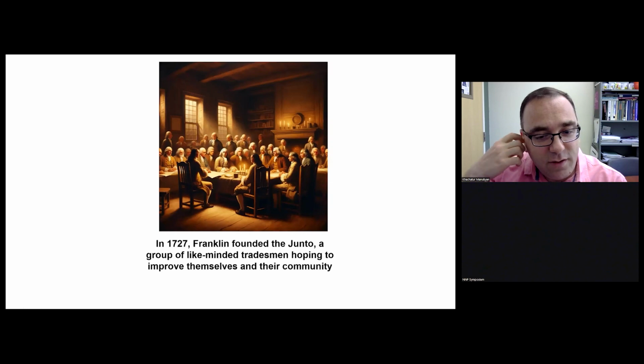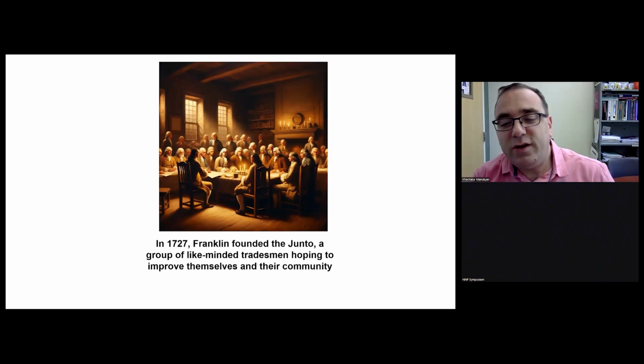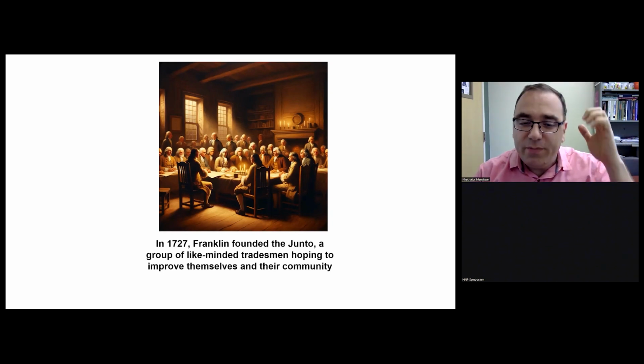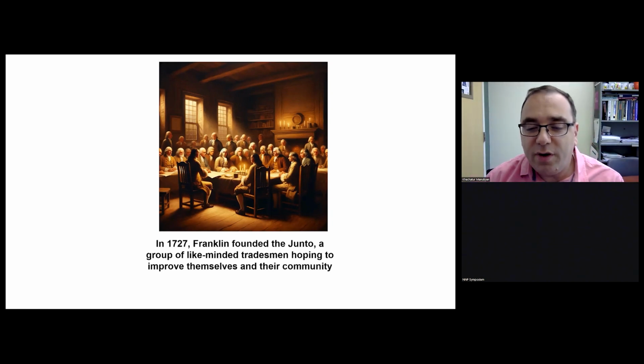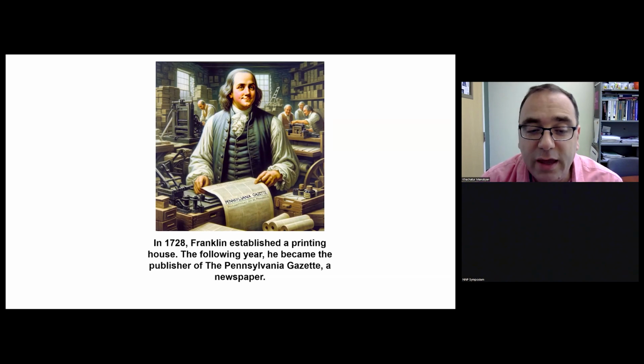So now, important events from Franklin's life. In 1727, he founded the Junto. This was a group for like-minded people to come together for discussions and to have some community and socialize, talking about science and philosophy at that time. So a very critical time was when Franklin acquired a printing house in 1728.